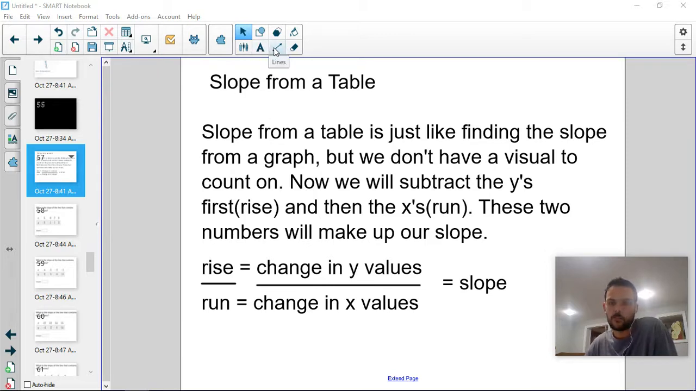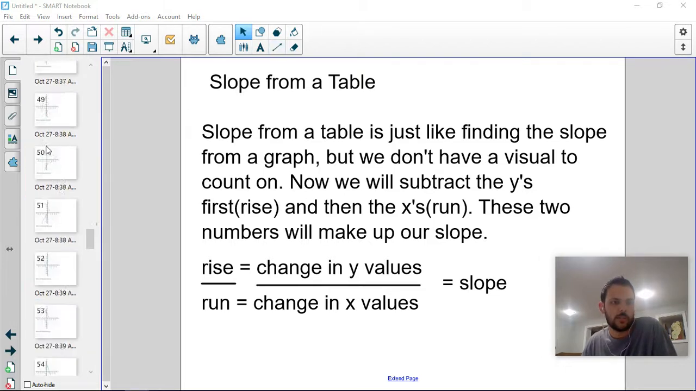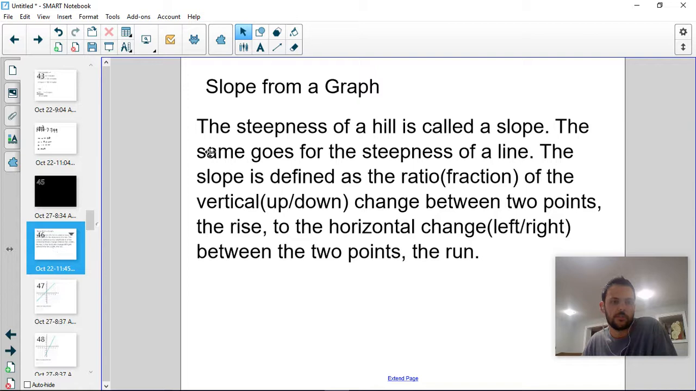So when I think of slope, I'm hearing like a hill, maybe going skiing or snowboarding or sledding or whatever. Going to the slopes. Let's start up here on this one. The steepness of a hill is called a slope. The same goes for the steepness of a line. So we're going to be looking at graphs. We're going to be finding the steepness, the slope of the line on that graph.